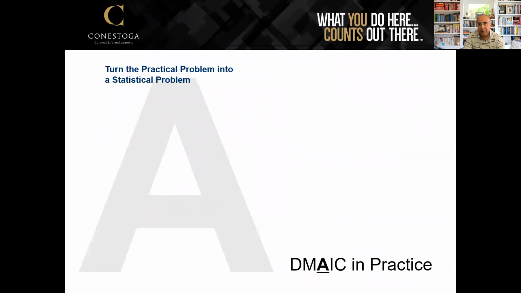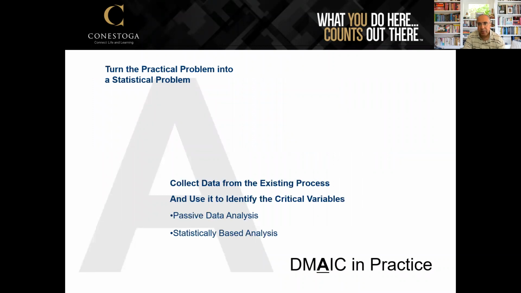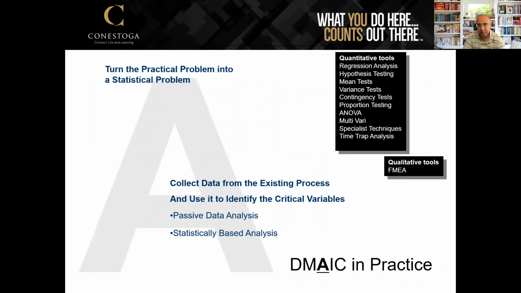In the analyze phase, you turn the practical problem into a statistical problem. These are the tools used. Here now we're starting to use a little bit of statistics. So if you don't like stats, I'm sorry, but you have to do stats in this course. So there's a little bit of statistics. We have to do some data analysis.